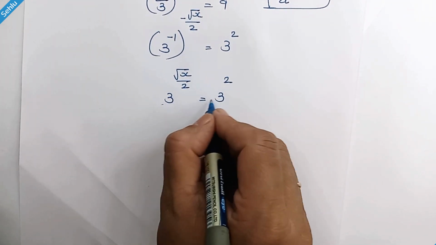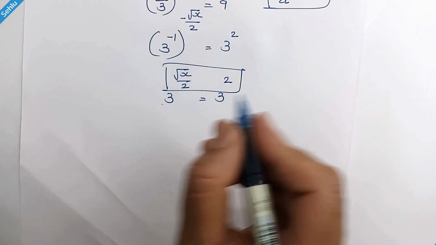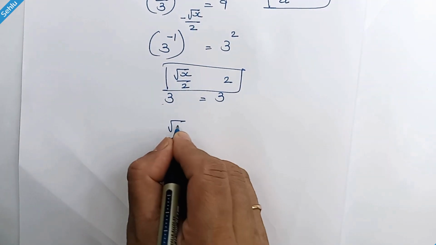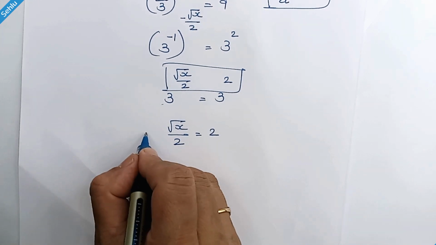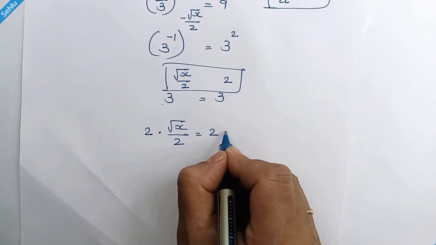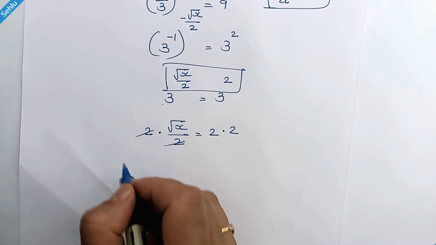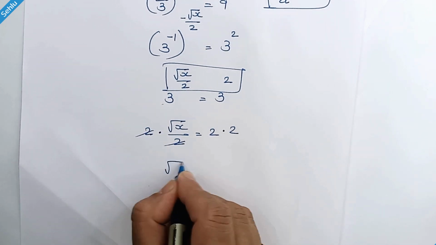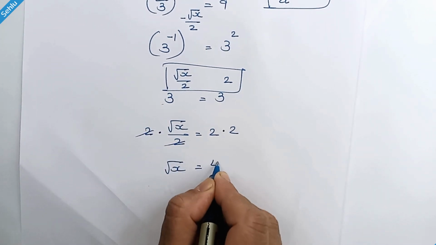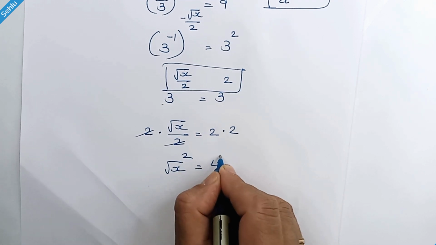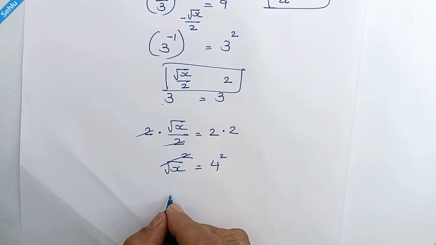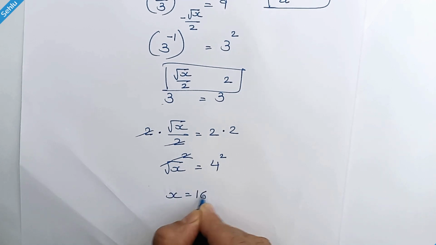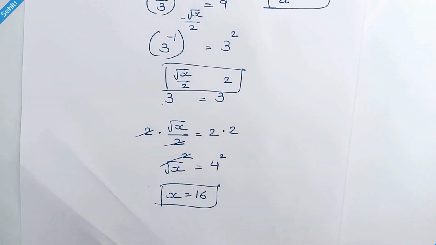It's the same base on both sides, so the exponents can be equated. So we have square root of x over 2 is equal to 2. Multiply by 2 on both sides. So these two get cancelled out and we have square root of x is equal to 4. Squaring both sides, the square root will be cancelled. So we have x is equal to 16, and this is our answer.